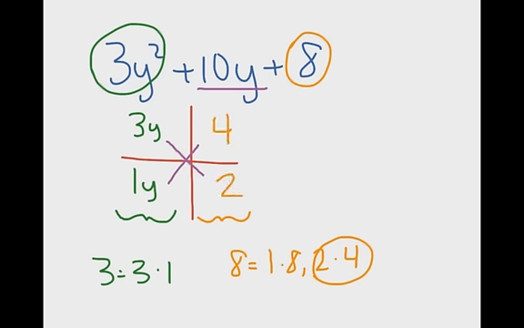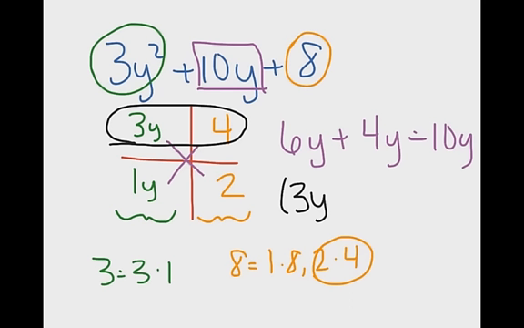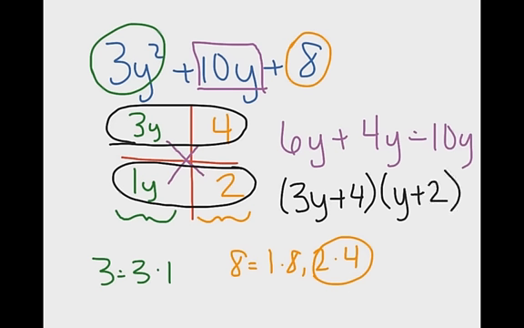So 4 and 2. So 3 times 2 is going to be 6y, plus 1y times 4 is 4y, and that equals 10y, which is exactly what we were looking for. Now, to get it in factored form, we are going to look at the rows. So 3y plus 4 is going to go in our first set of parentheses, and y plus 2 is going in our second parentheses. And this right here is our answer.